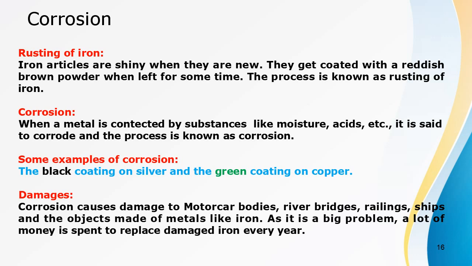When a metal is attacked by substances like moisture, acid, etc., it is said to corrode, and the process is known as corrosion. Some examples of corrosion are the black coating on silver and the green coating on copper. Corrosion causes damage to motor car bodies, river bridges, railings, ships and objects made of metals like iron. As it is a big problem, a lot of money is spent to replace damaged iron every year.